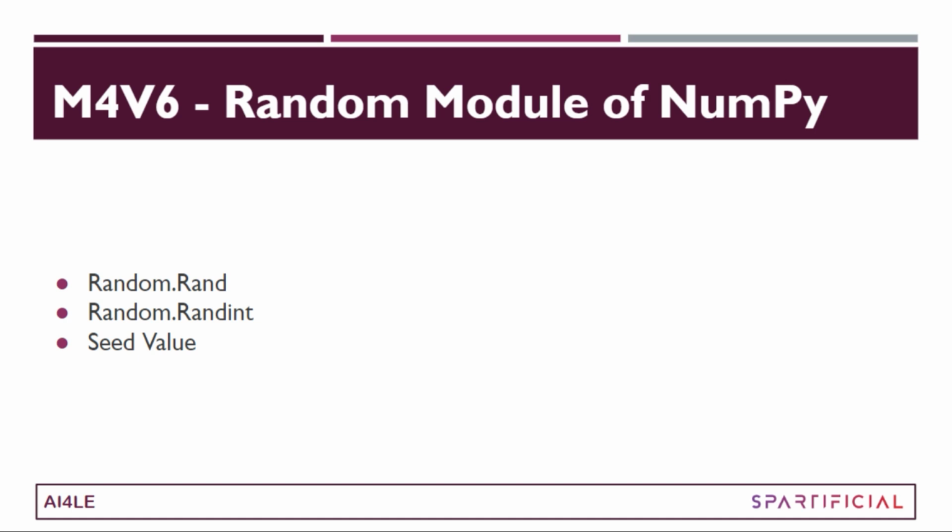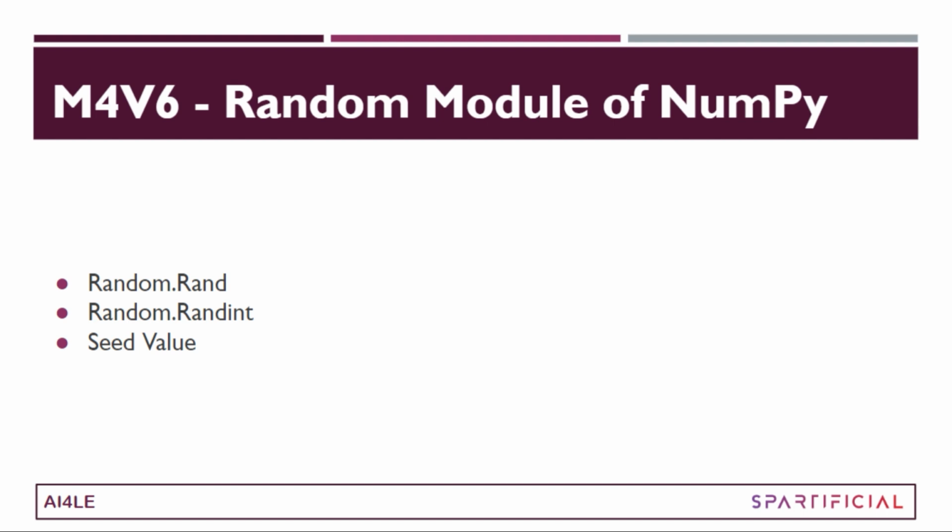Hey everybody, welcome to the sixth video of module 4, and here I'm going to introduce you all to one of my favorite modules of NumPy, that is random. I'm going to expose you all to some of the functionality of this random through which you can create random numbers, that is rand and randint. And on top of that, what is the concept of seed value that is always associated with some kind of randomness that we are going to generate.